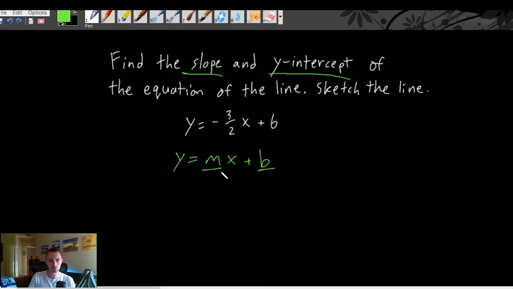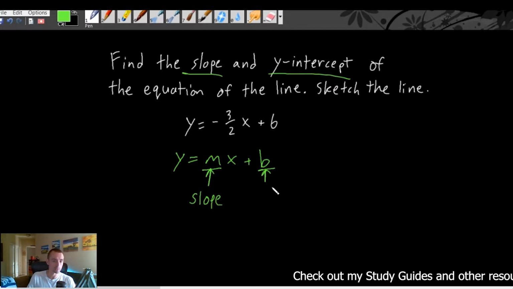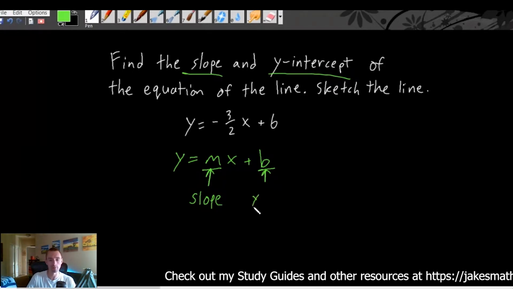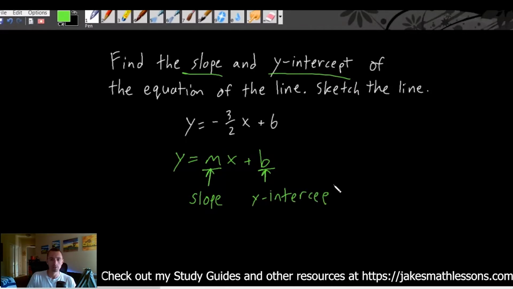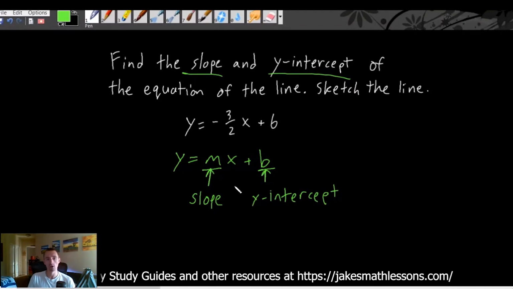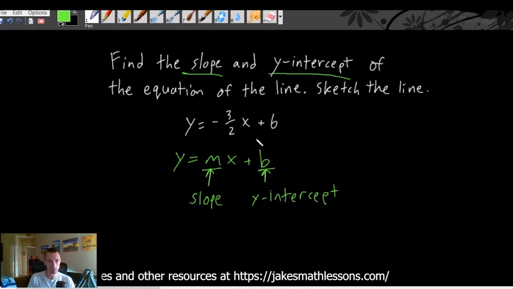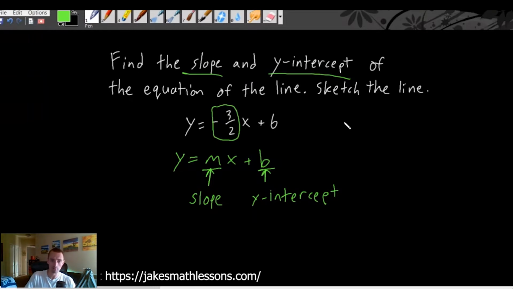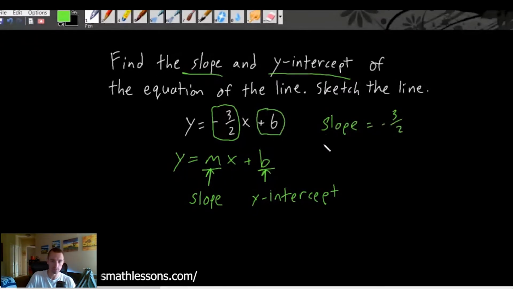When you have a line in this form, the number that's being multiplied by x is going to be your slope. And then the number that's not being multiplied by x, just the number that is all by itself, the constant being added or subtracted on at the end, that's going to be your y-intercept. So in this case, just based on the form that this equation was given in, we already know that the slope of the line is -3/2 and the y-intercept is positive 6.